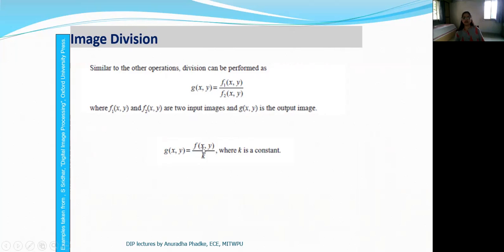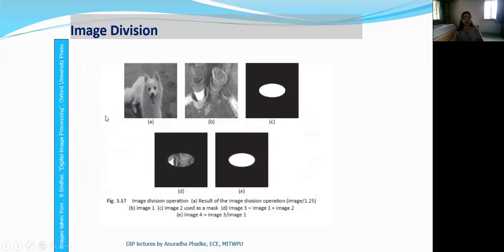We can also divide an image by a constant. f(x,y) divided by a constant k gives you image g(x,y). So each and every pixel from image f(x,y) we divide by the same constant value, say k. Okay, hope you are getting these operations. These are very simple operations. So here an example is shown.